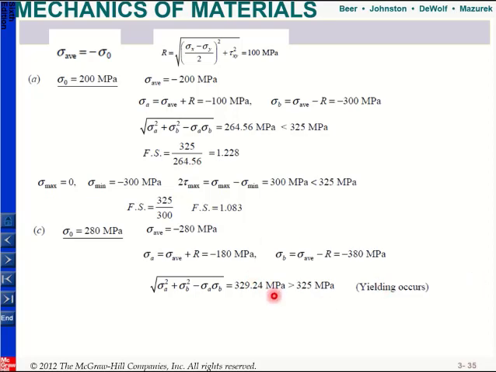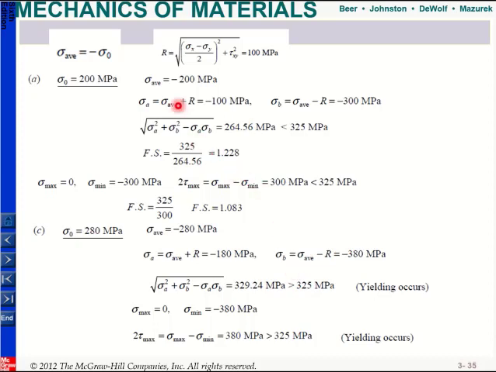And if you use your maximum shear stress theory, you can find that your 2 theta max will be equal to basically just half of your sigma minimum. And since it's also larger than 325, it will also yield. Which means that by using these theories, if your sigma naught is equal to 200 megapascal, it will not fail. But if you use 280, it will fail for both criteria.